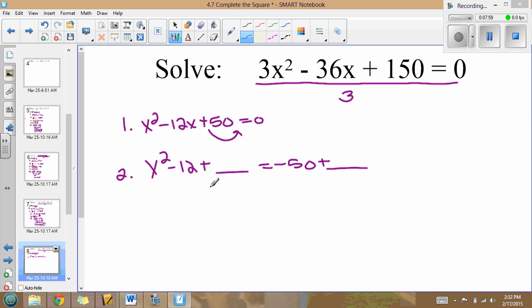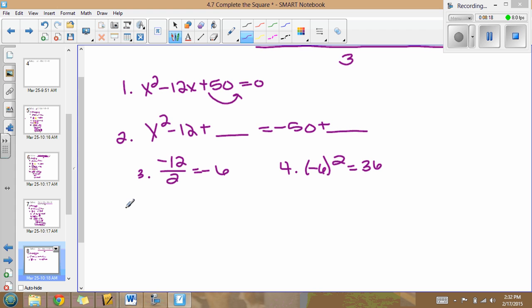Okay, so now to find out what goes in my blank, I'm going to take B, divide by 2, and then I'm going to square it. What is any negative number squared? Always positive. That's how we keep that plus there. Any negative number squared or a positive number squared is always positive. So I'm going to add that 36 to both sides.